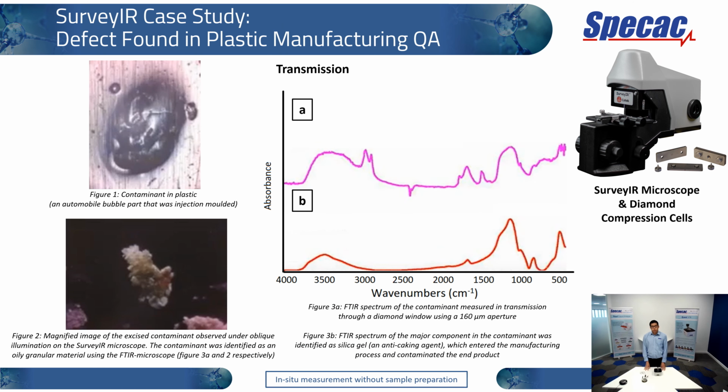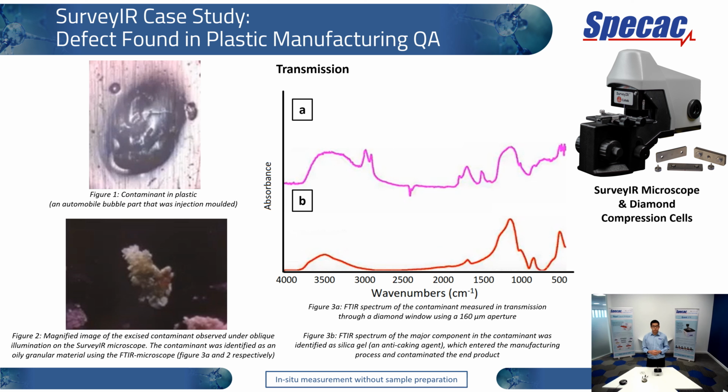So if you managed to catch our webinar last month on solutions for food and beverages, you would have seen already how the Surveyor microscope and diamond compression cell can be used for analyzing pharmaceutical tablets and also citric acid food additives, amongst other applications. So for this particular month, we want to talk about a defect found in plastic manufacturing QA.